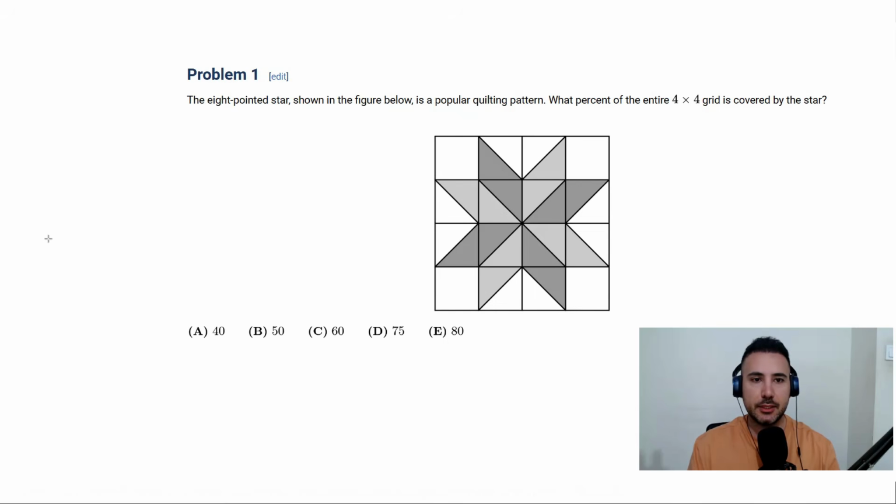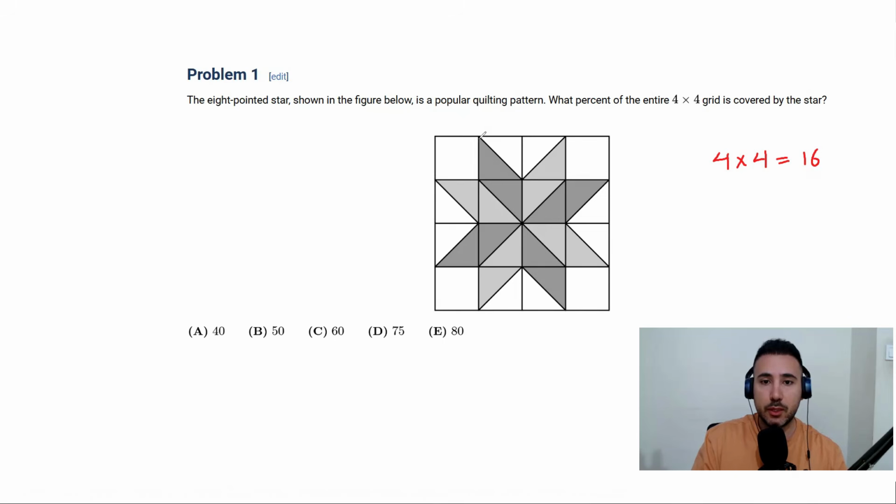The eight-pointed star shown in the figure below is a popular quilting pattern. What percent of the entire 4 by 4 grid is covered by the star? Okay, so it's not very challenging. So first, what is the entire area? We know it's a 4 by 4, so of course the area of the square is 16. And what part of this is covered by the star?